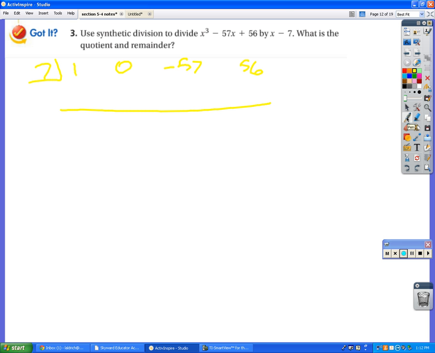What's that? That was a 0. 7, because 7 minus 7 is 0, okay? All right, what's my first step? Bring the 1 down. Bring the first number down. Got to start somewhere.